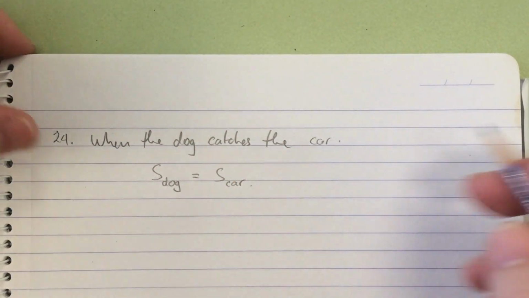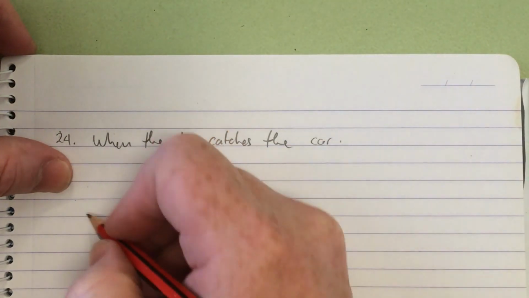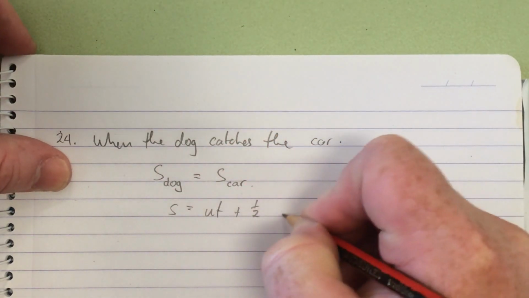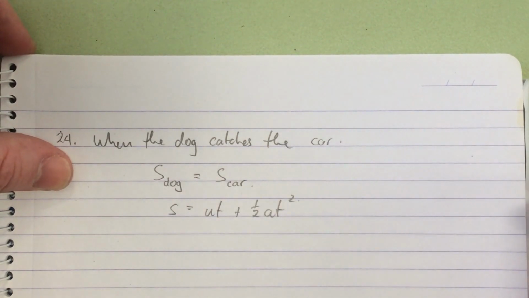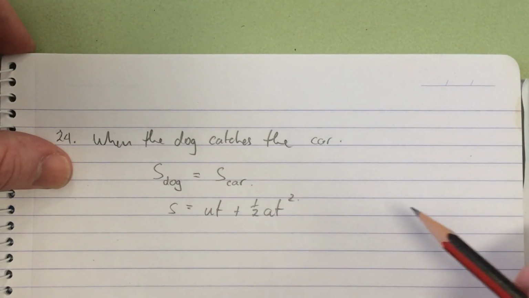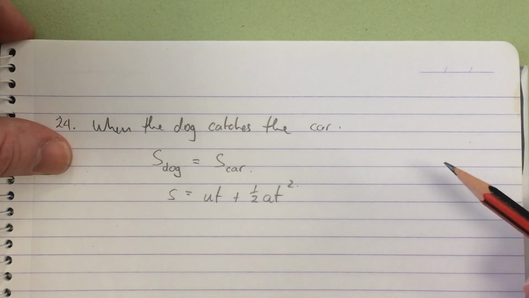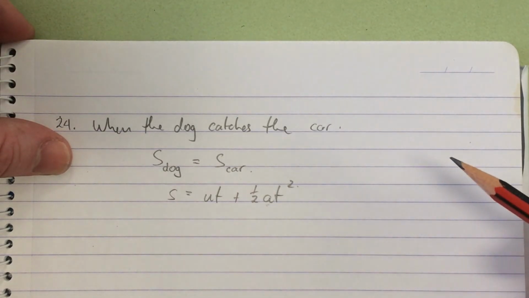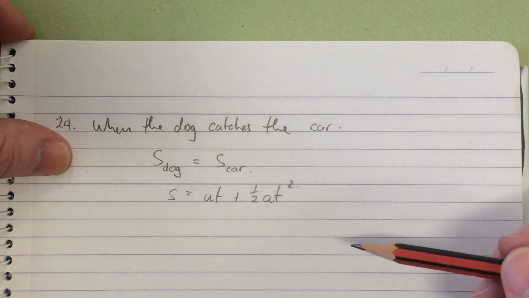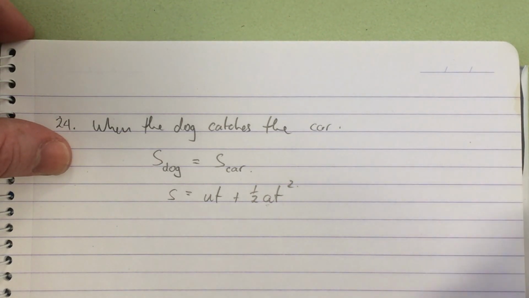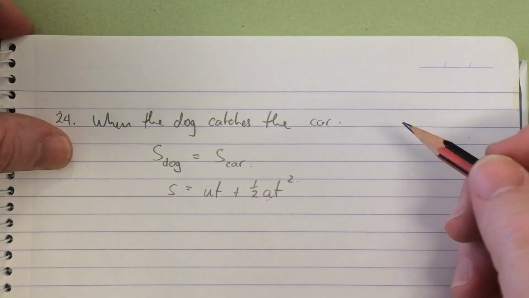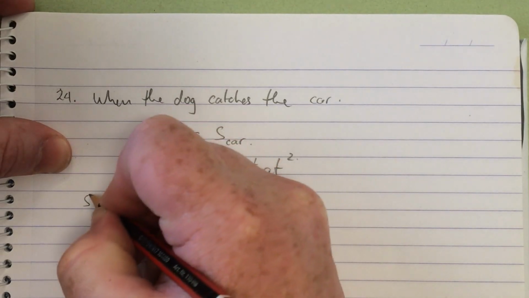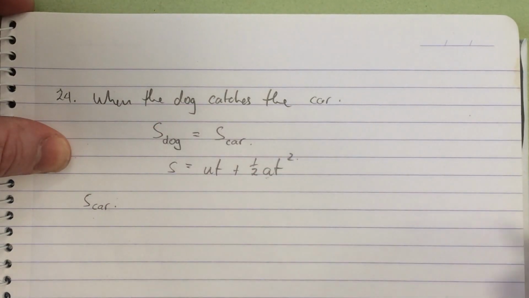So the equation that we're going to use will be S equals ut plus a half at squared, because we know the initial velocity of each object. The car's 15 meters per second, the dog's 0. We know the acceleration. The car has a 0 acceleration, the dog has a 1.7 meter per second squared acceleration. So we're just going to develop an expression for the displacement of the car, first of all.